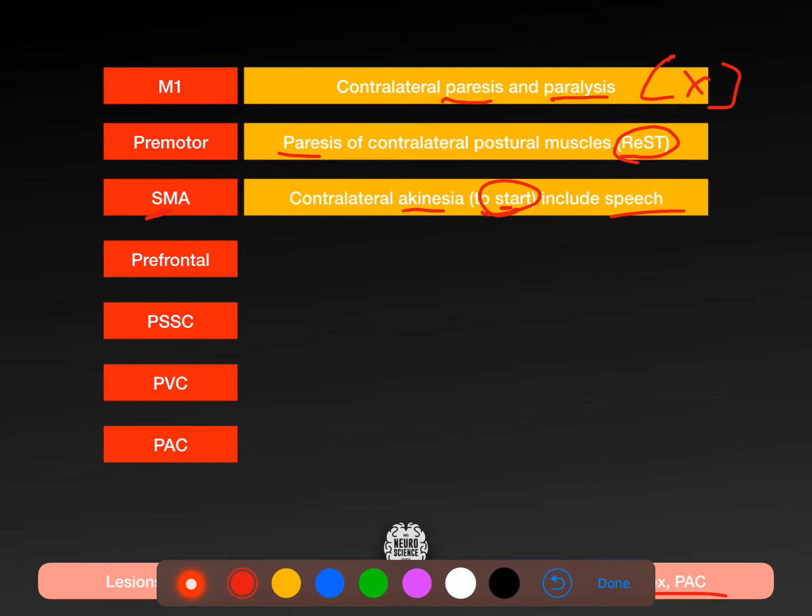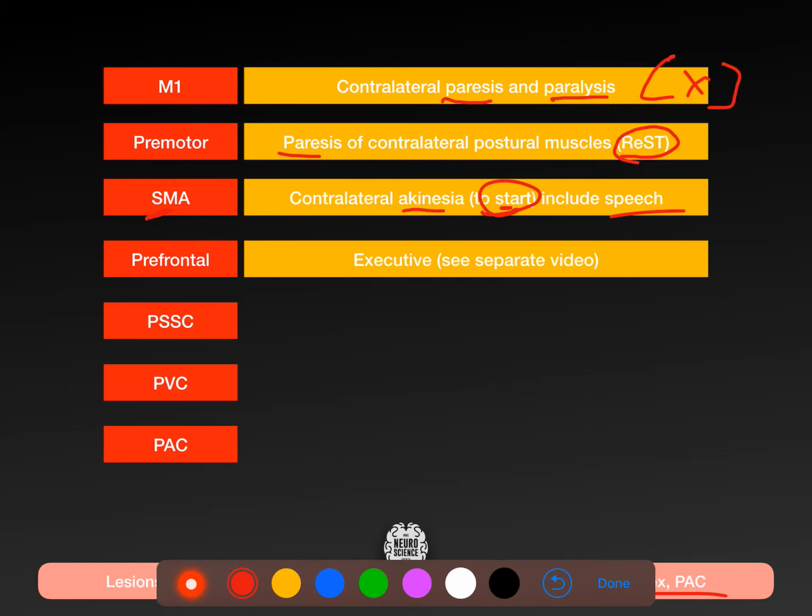This includes speech. So the supplementary motor area also affects your ability to speak properly, or to begin speaking. Prefrontal cortex is executive. I do have a separate video taken a few years ago when I was at Manchester Uni, the med school, that I uploaded for some student nurses about the prefrontal cortex, so I can link you to that if you want to know.